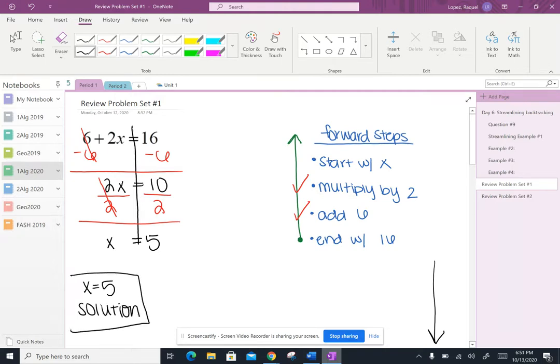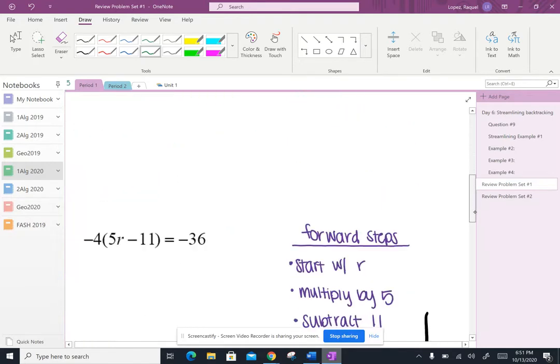One way that we can do a quick check is by plugging that value back into my equation. So if I quickly do 6 plus 2 in parentheses 5, we're trying to see if this is a true statement. 2 times 5 is 10, and 6 plus 10 does equal 16. That's a true statement, so I know that is my correct answer. Okay, let's do the next one.